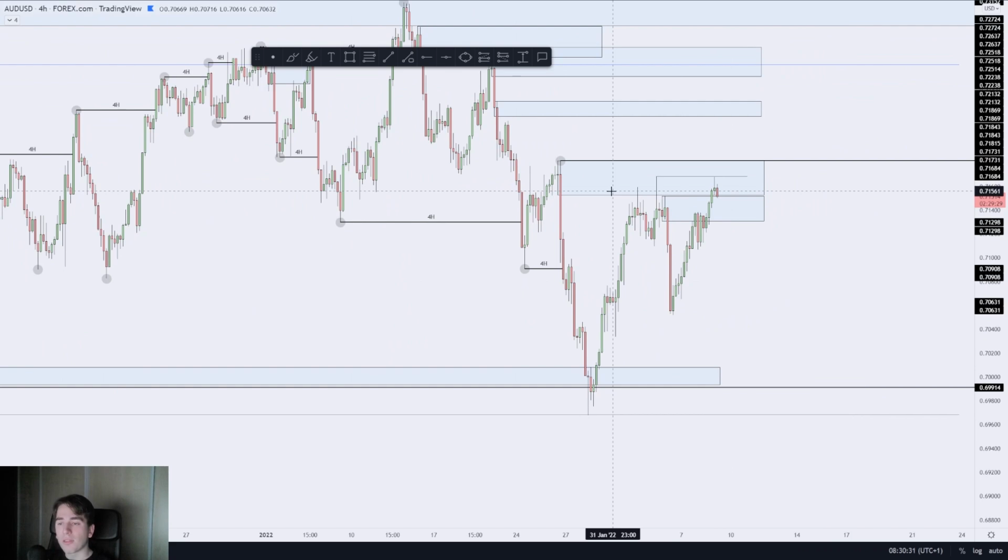At the moment, nothing really interesting on Aussie dollar. I'm not going to just be selling randomly. I'm going to be waiting for liquidation to happen, and then I will be looking for those shorts. So yeah, that is that for Aussie dollar.